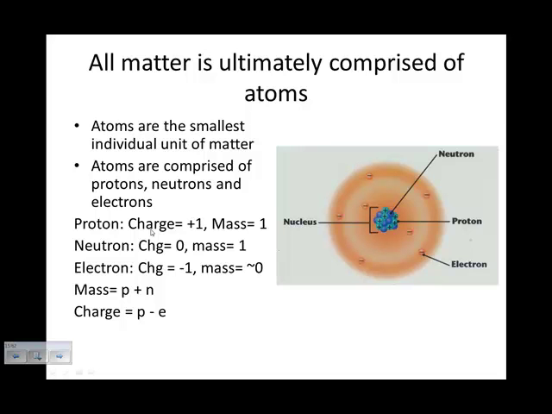So if we want to weigh an atom, we can basically effectively safely ignore the weight of the electrons and only consider the weight of the sum of the protons and neutrons in the nucleus. And then the charge of any atom is the difference between the number of protons you have and the number of electrons you have. Okay, and this one has how many protons?